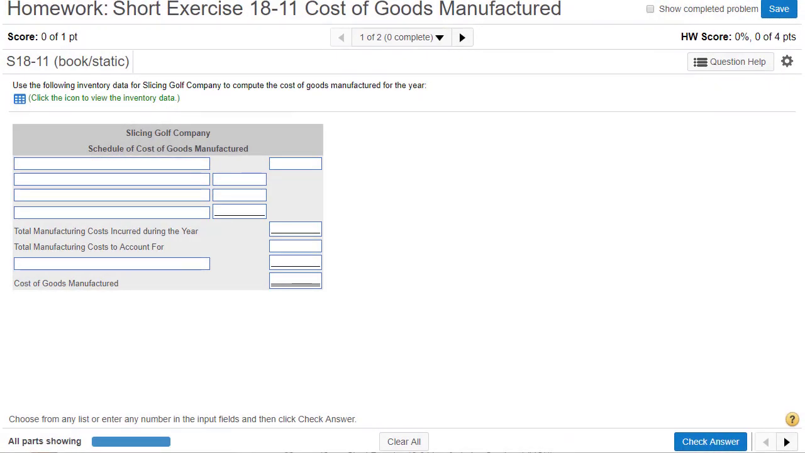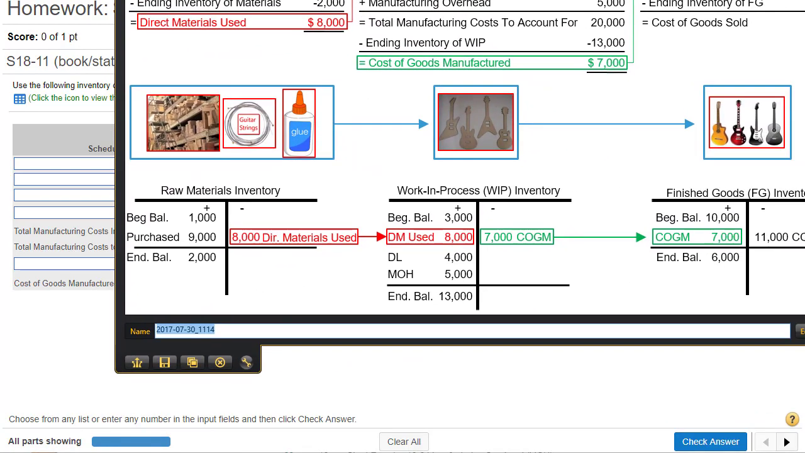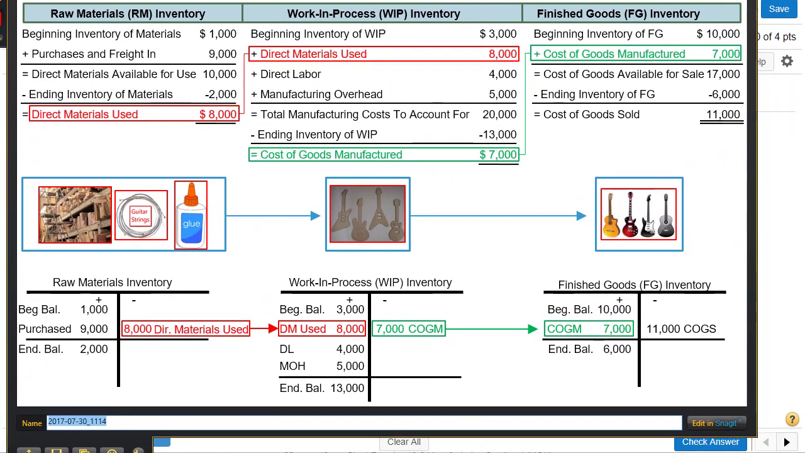Short exercise 18-11, cost of goods manufactured. So before we can do this problem, you need to be really familiar with the workflow for a manufacturer. This is from the slides.